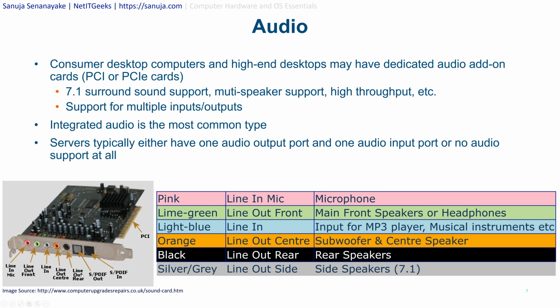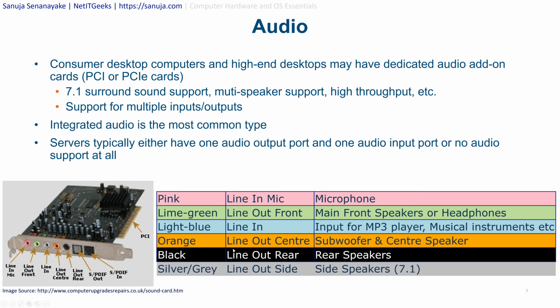And there is a standardized color code associated with the audio outs and ins, which is described right here on this table. So for example, the pink connector would be the line in mic. Typically that's where you plug in the microphone. The lime green is the line out front, which is the main front speaker or headphones. And the light blue connector right here is a line in, an input for MP3 players, musical instruments, etc. But you can connect a computer microphone there too, because the light blue jack is the same as the pink jack. It's the same input jack type.